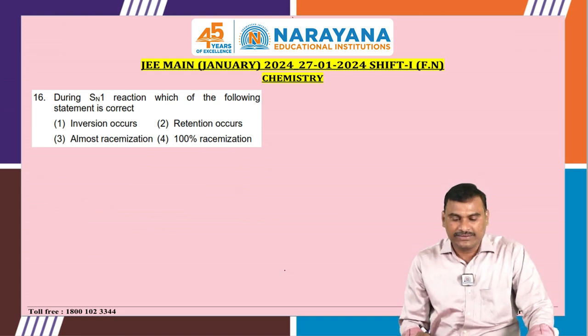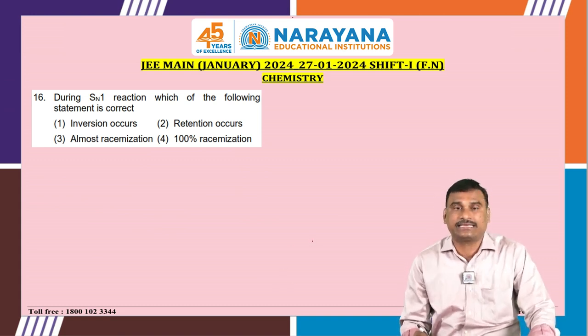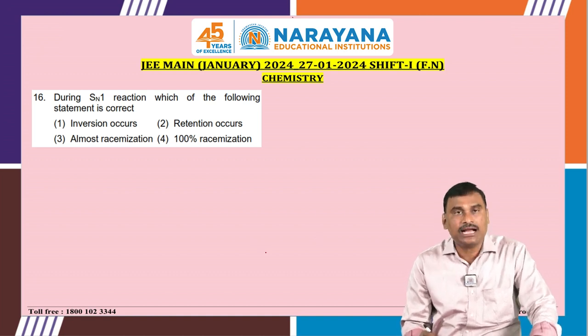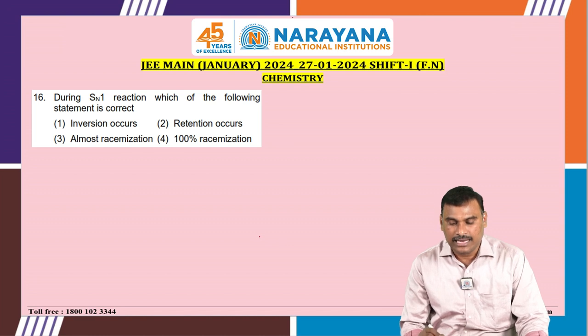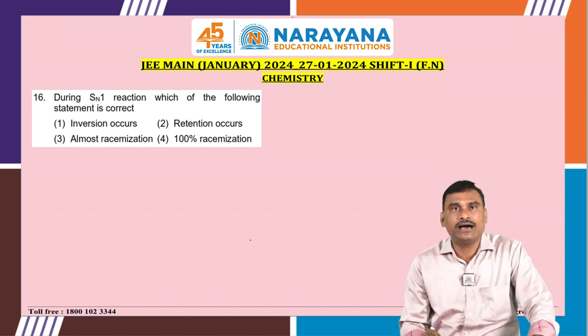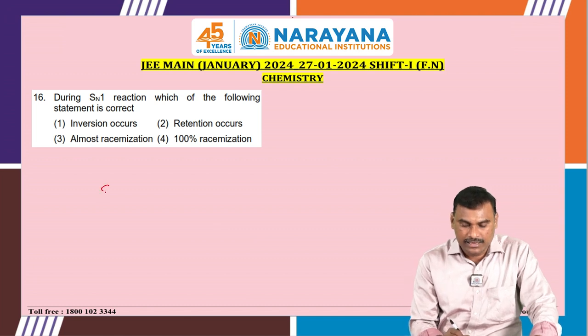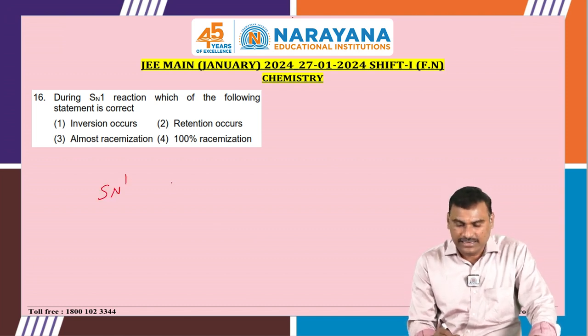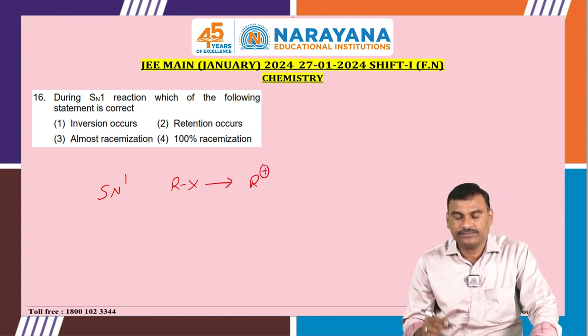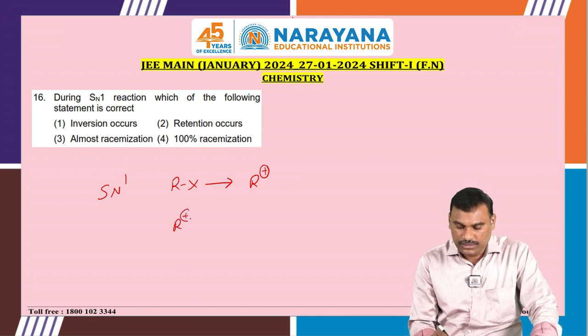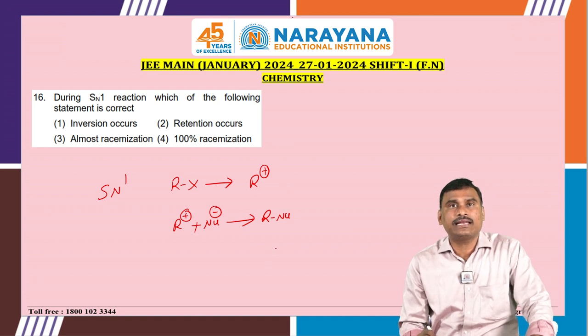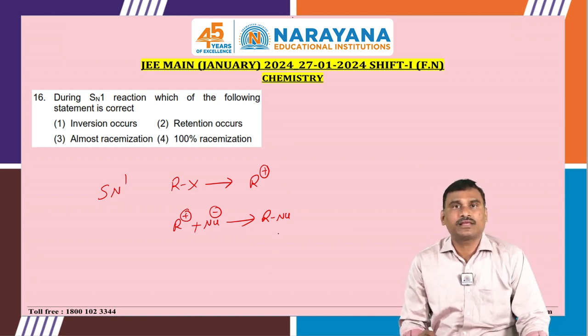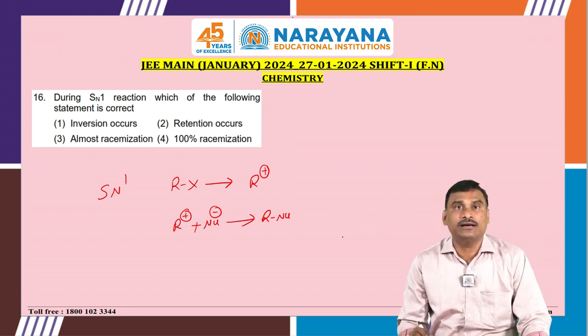16th, during the SN1 reaction, which of the following statements is correct? Inversion occurs, retention occurs, almost racemization, 100% racemization. There is a clear answer for this question, student. Generally in the SN1 reaction, step 1 is carbocation generation. Step 2 is the attack of the nucleophile. Actually, the carbocation is trigonal planar and there is an equal probability of attack of the nucleophile.